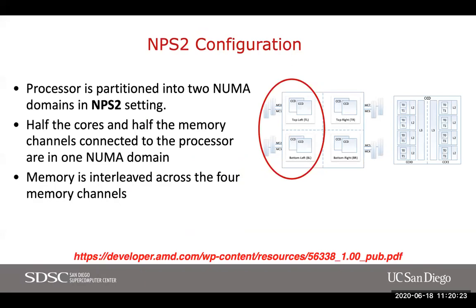NPS 2, you essentially partition into 2 NUMA domains. So half the cores and half the memory channels, so 4 memory channels connected to the processor, are in one NUMA domain, and the memory is interleaved across 4 memory channels.